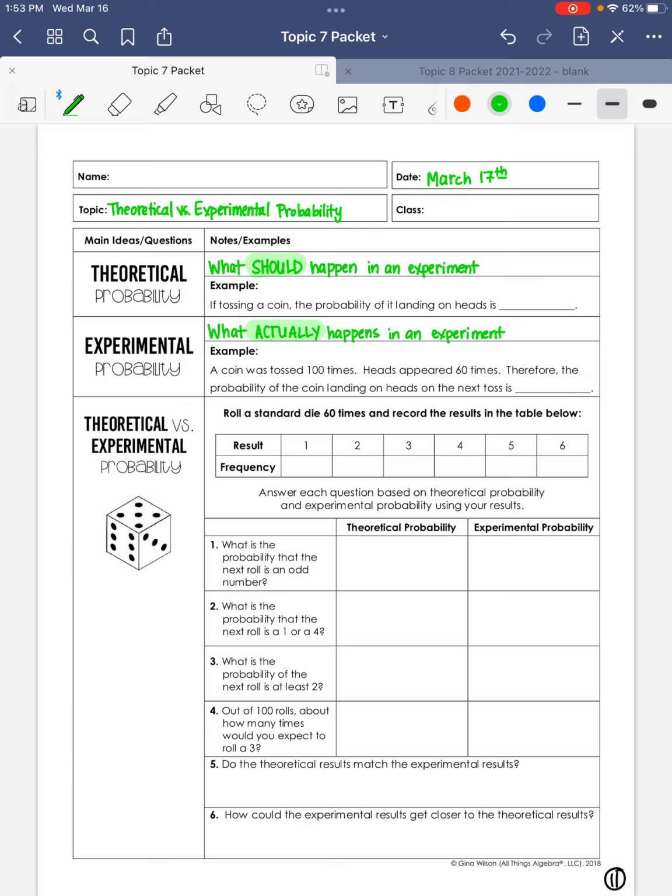Hey y'all, today is March 17th, St. Patrick's Day, and we are talking about theoretical versus experimental probability. Let's get started. So first off, some definitions.